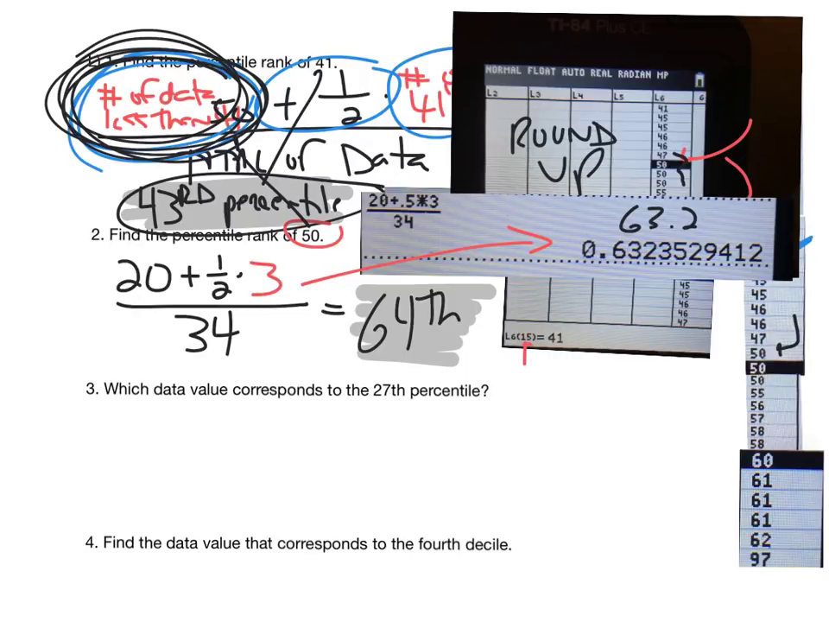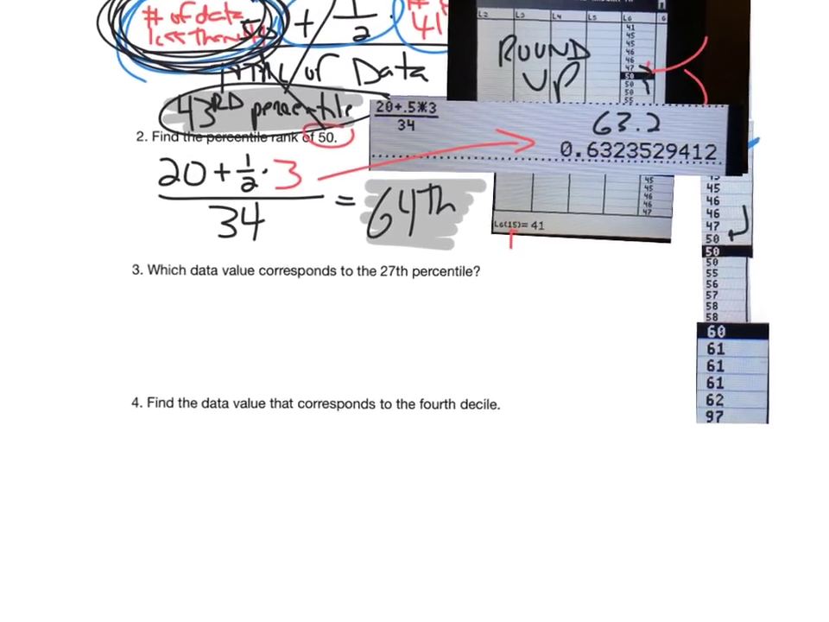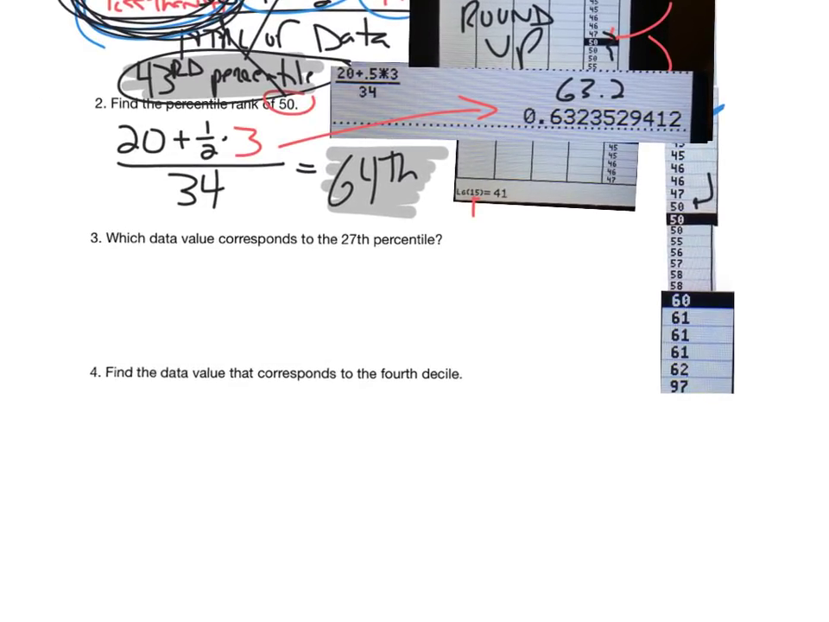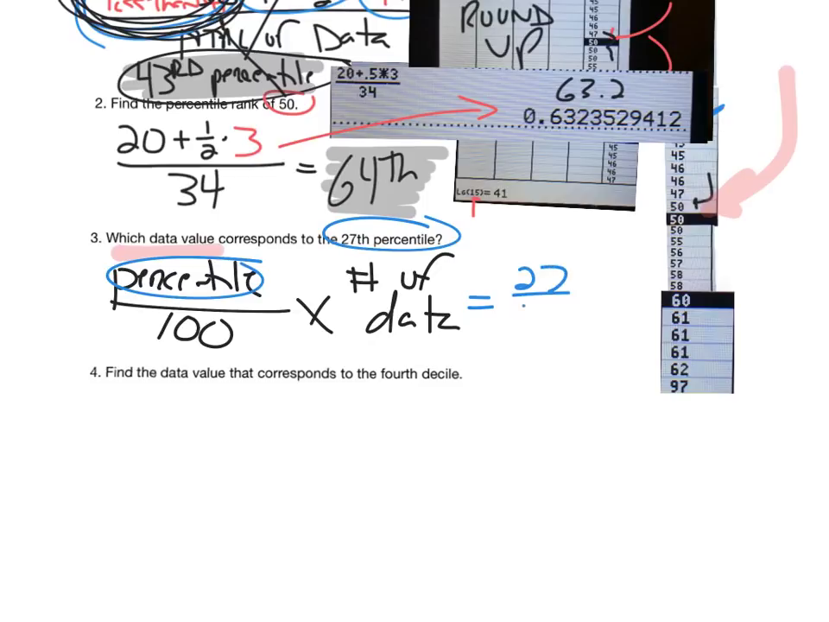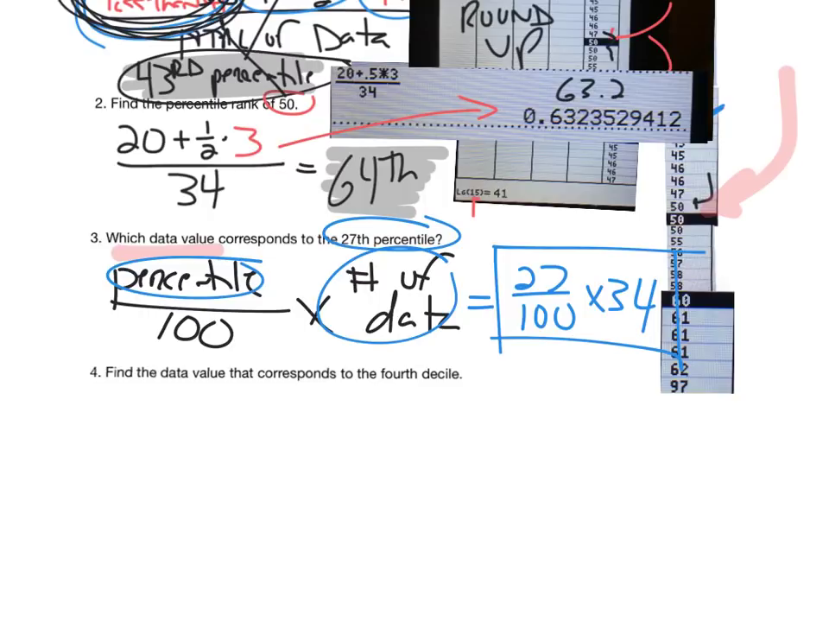Now we need to figure out at number 3 which data value corresponds to the 27th percentile. To figure out which of these numbers in the list corresponds to the 27th percentile, we're going to take the percentile that's given, divide it by 100, and then multiply it by the number of data. This is how you find a value at a particular percentile. So here, the question says, what is the data value at the 27th percentile? So we're going to do 27 over 100 times the number of data, which in this case was 34. So we're going to do 27 over 100 times 34 on our calculator.